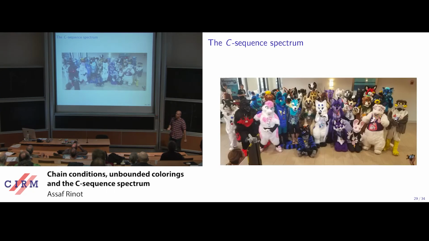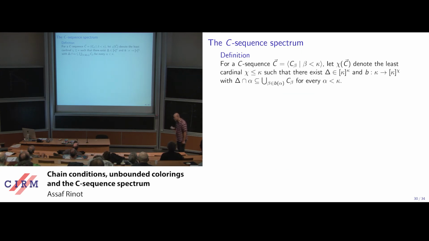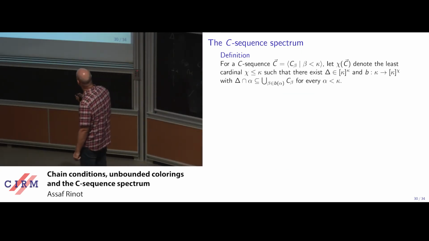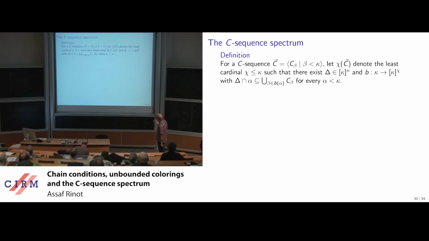But once we understand all of that, we were led to actually look not at the soup of all possible C sequences, we were led to consider the C sequences each one by itself, and this is the spectrum. So for a given C sequence, we can ask what's the Xi value of this particular C sequence. You give me a C sequence, what's the least size of a family such that you can find a cofinal set such that every initial segment of the cofinal set is covered by Xi many elements from your particular C sequence.